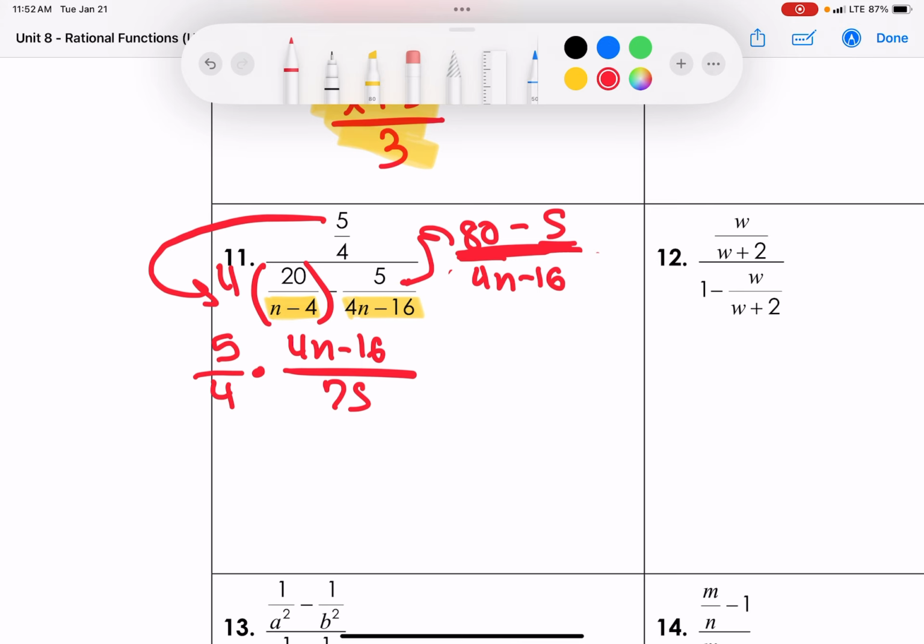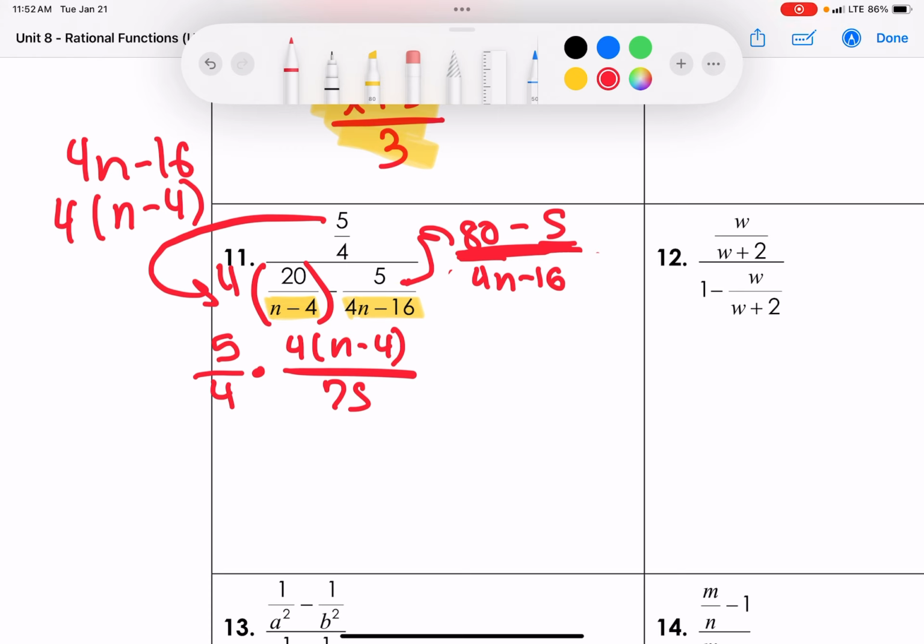All right, well, can I factor anything? I can, right? So we got this 4n minus 16. I could take out the 4, and now I'm left with n minus 4. All right, so let's turn this into 4 times n minus 4. All right, and now we could simplify.